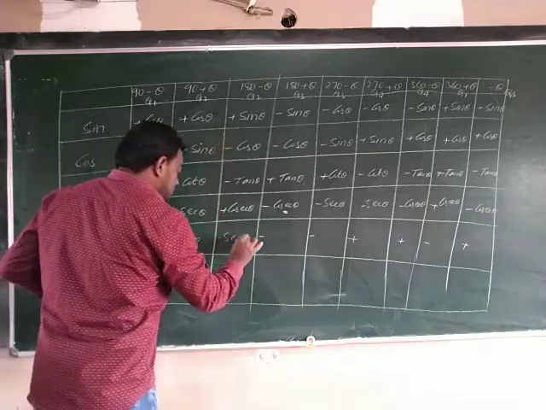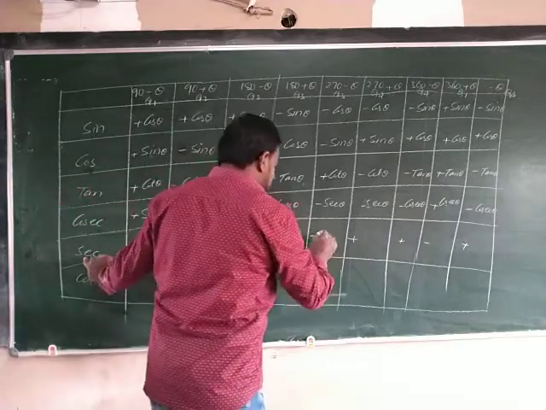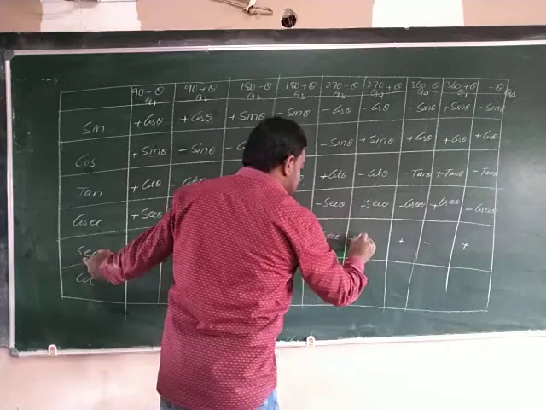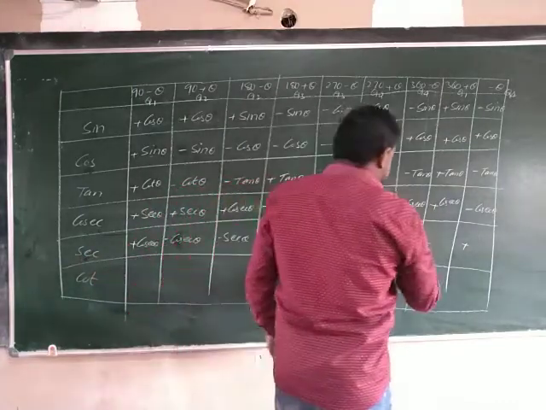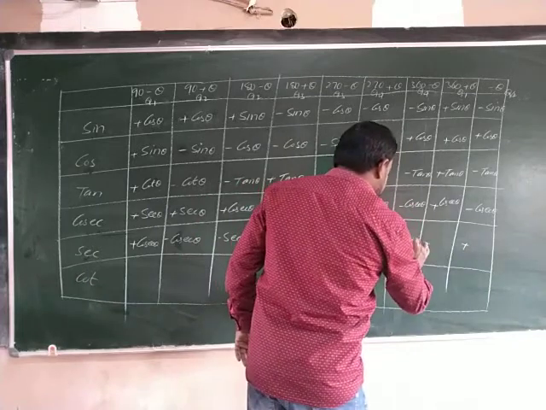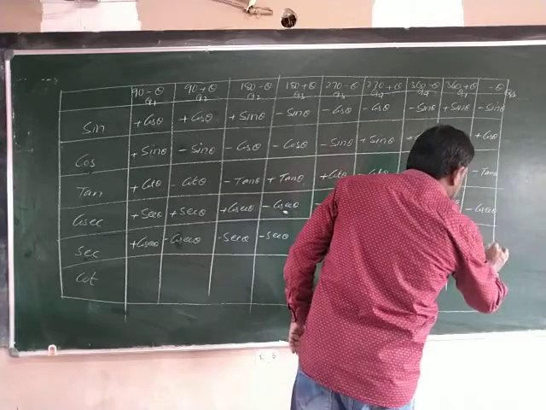So secant theta. Again for 270, secant changes to cosecant, so minus cosecant theta. Next to here, plus cosecant theta. 360 does not change, so plus secant theta. This is minus secant theta. This is plus secant.